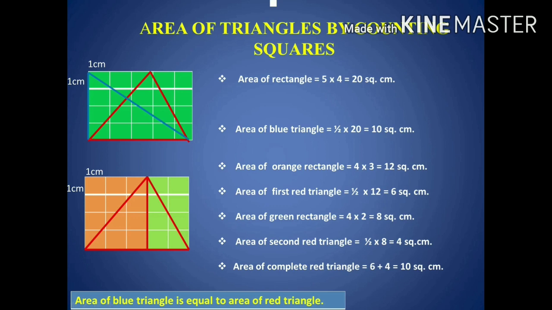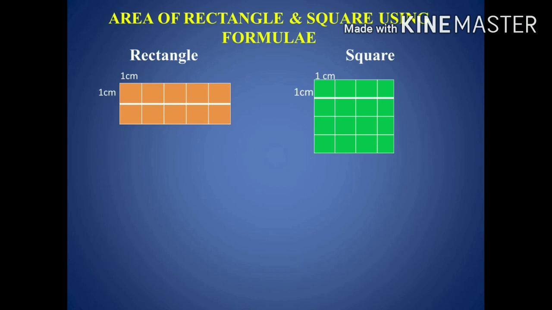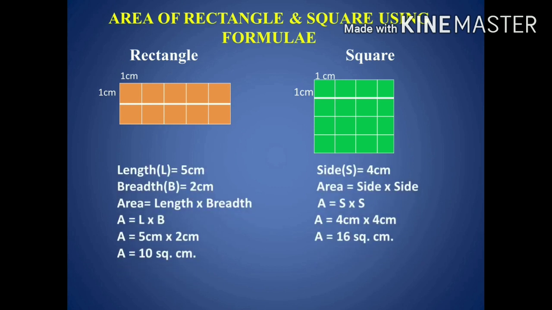Children, now we take another topic, that is area of rectangle and square using formulae. First we draw a rectangle and a square. These rectangle and square is also having squares of 1 square centimeter. Now we calculate the areas of each.